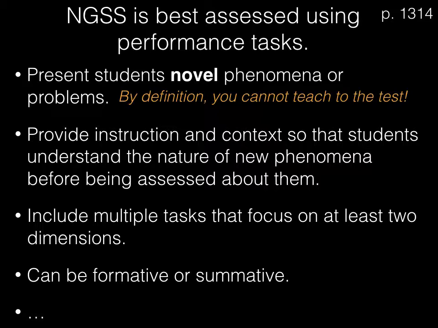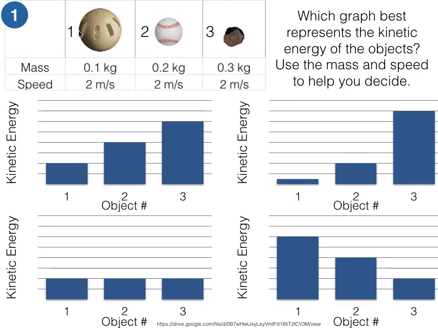There's some other bullet points here. They include multiple tasks that focus on at least two dimensions, and performance tasks can be formative or summative, and the list goes on that page. Let's take a look at an example assessment, and this is derived from the Stanford NGSS Assessment Project, and you can see the link to their original source down here on the bottom.